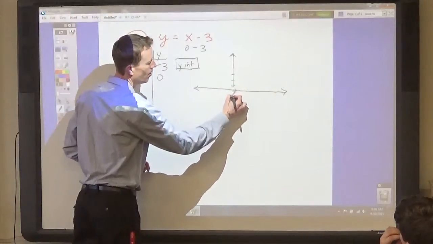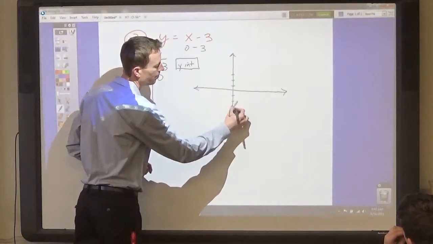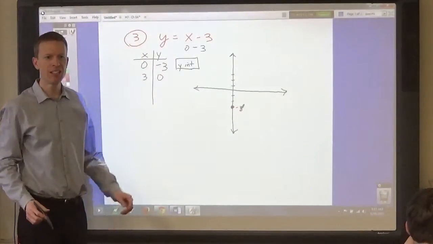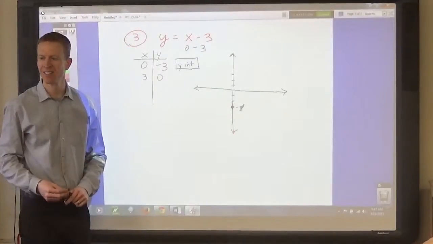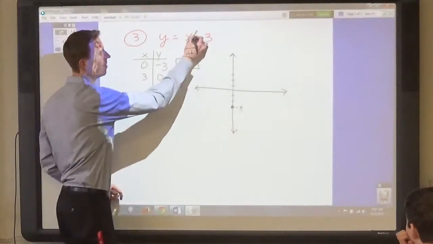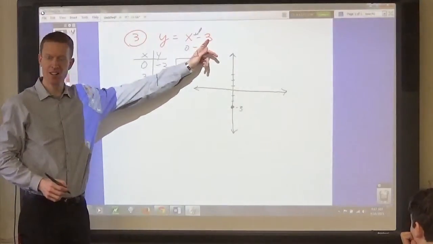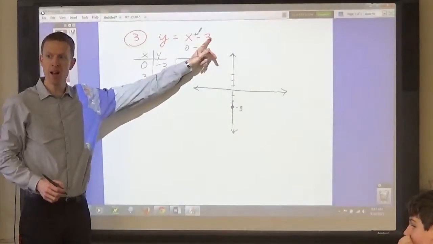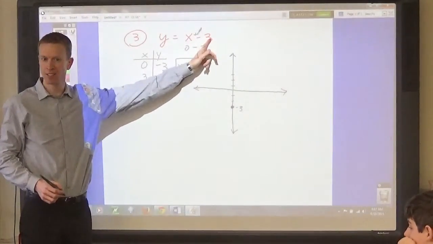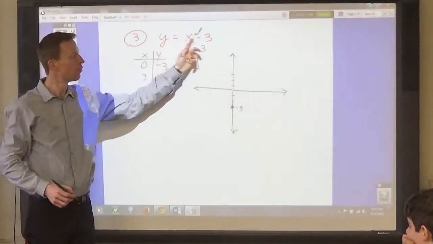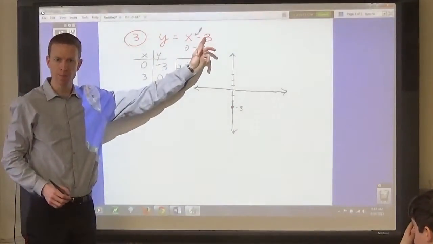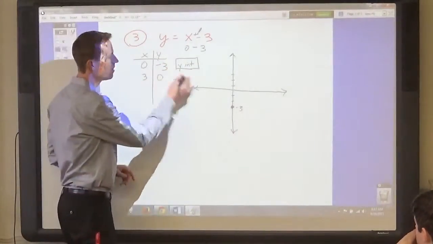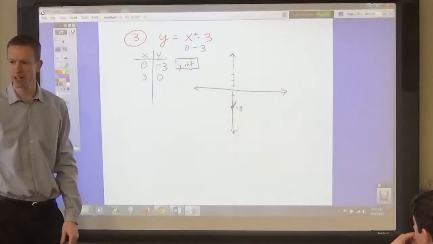1, 2, 3. 0, negative 3. Now, do you see negative 3 in this equation anywhere? Yeah. It's this number, isn't it? It's on the side with the x. It's the number that's on the side with the x. Tomorrow we're going to talk about this form. It's called the slope-intercept form. Not tomorrow, Monday actually. But this number gives us the y-intercept.